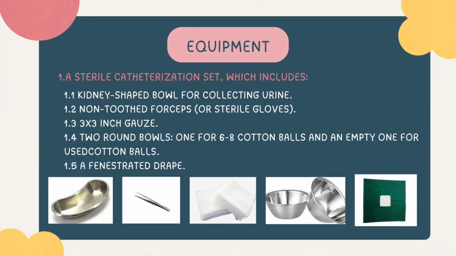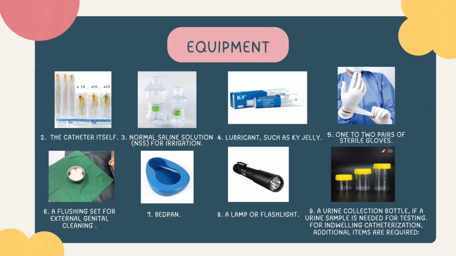Next, let's discuss the equipment needed. A sterile catheterization set, which includes a kidney-shaped basin for collecting urine, non-toothed forceps or sterile gloves, 3 by 3 inch gauze, 2 round bowls, 1 for 6 to 8 cotton balls and an empty one for used cotton balls, a fenestrated drape, the catheter itself, normal saline solution, NSS, for irrigation, lubricant such as KY jelly, 1 to 2 pairs of sterile gloves, a flushing set for external genital cleaning and a bedpan, a lamp or flashlight, a urine collection bottle if a urine sample is needed for testing.